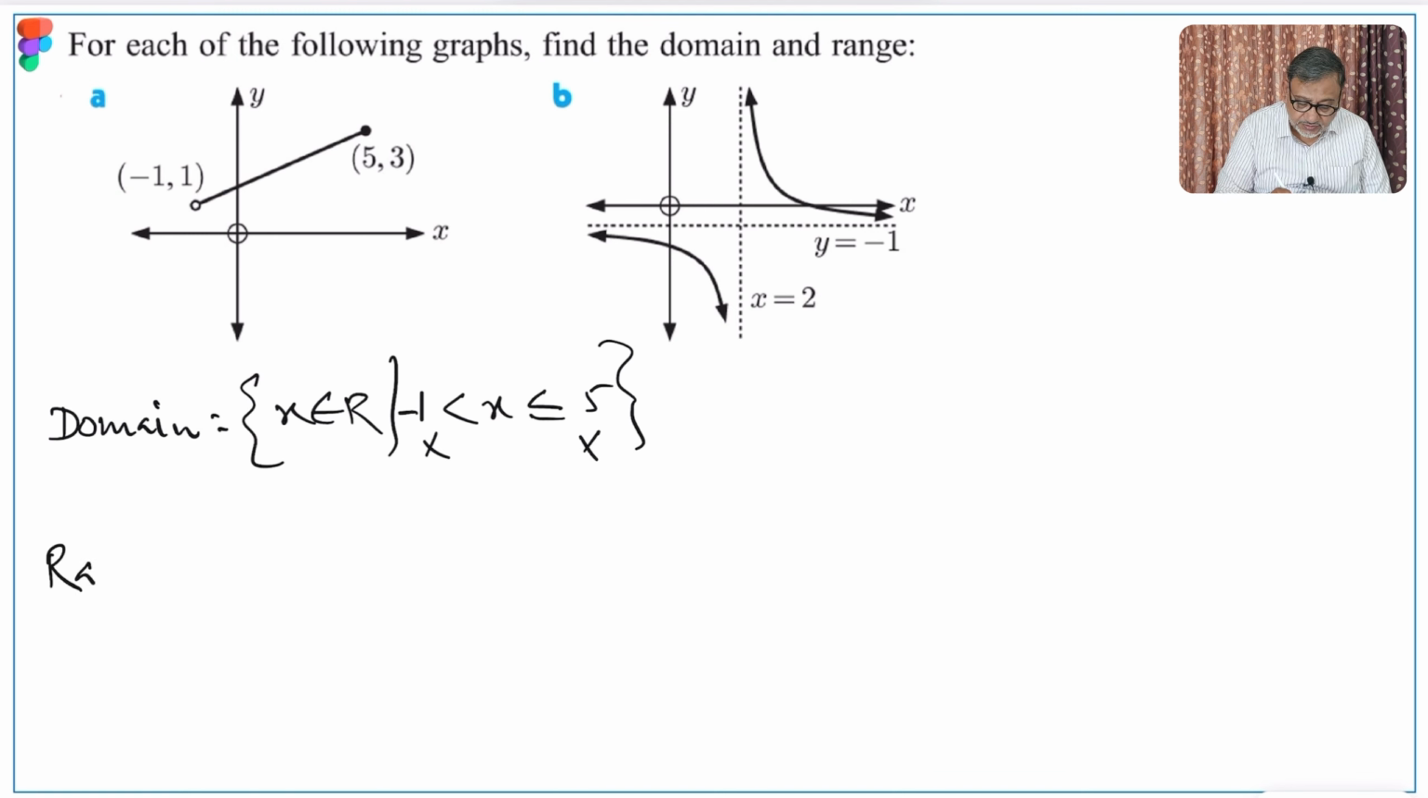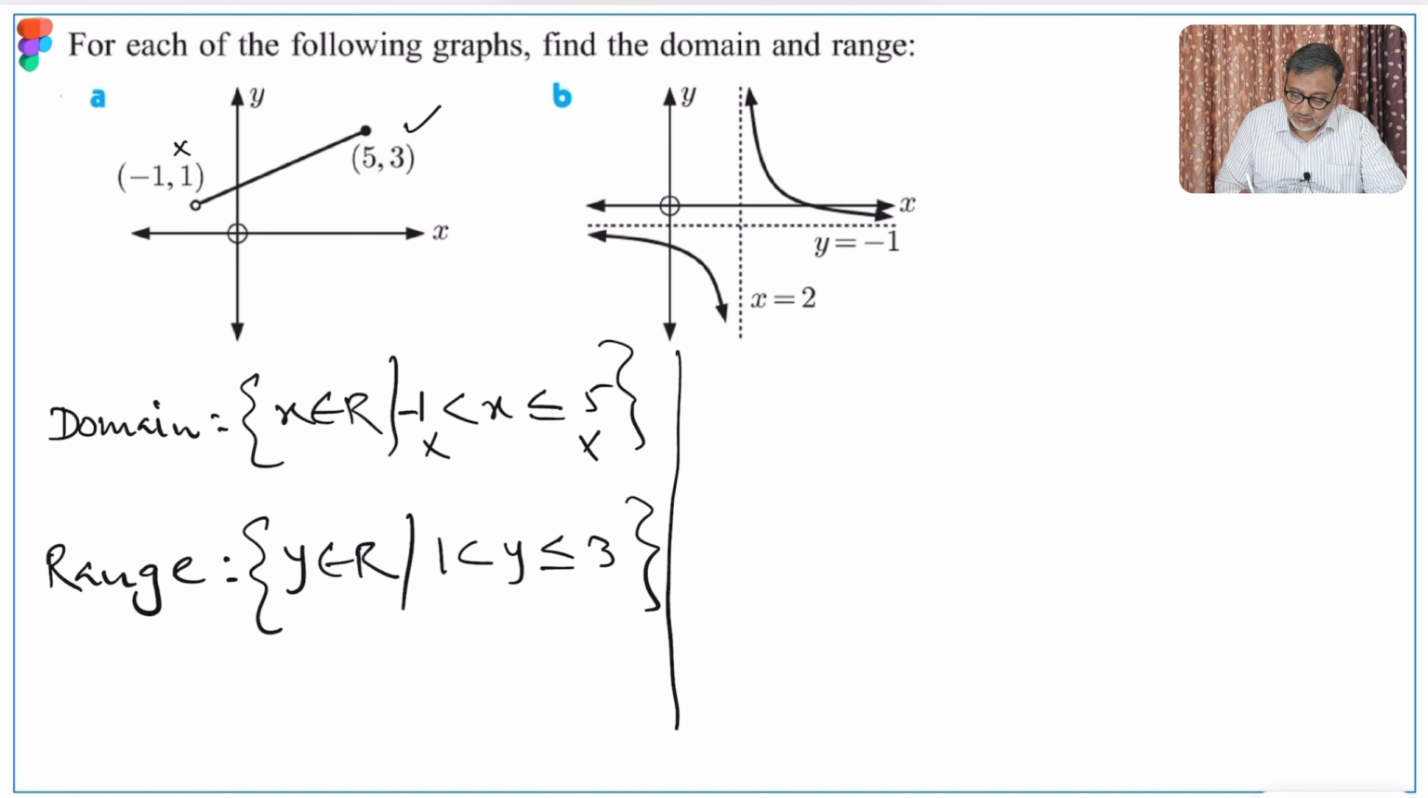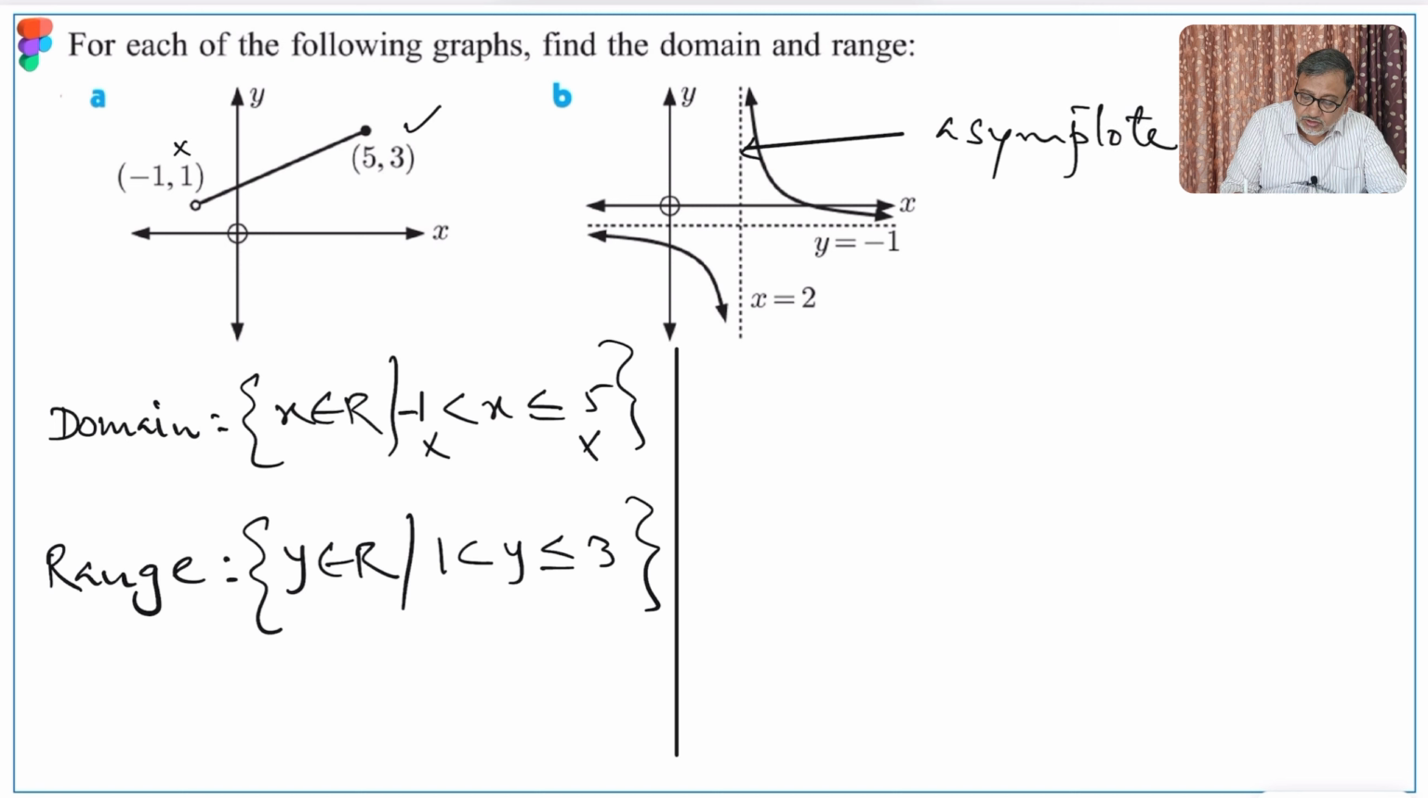And the range is the set of all y values such that, look here, again it will not be satisfied here, it will be satisfied here. So 1 is less than y less than or equal to 3, okay? These are called the domain and range. I hope you understood. For part B also, but there we have an asymptote. Look here, this is the asymptote. So the domain or range will not pass through the asymptote.